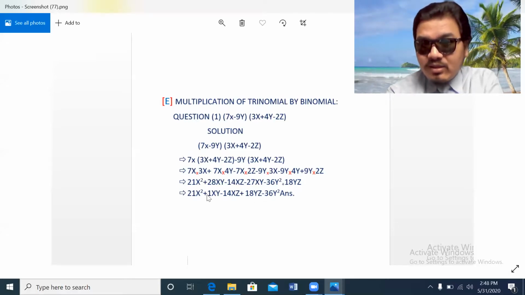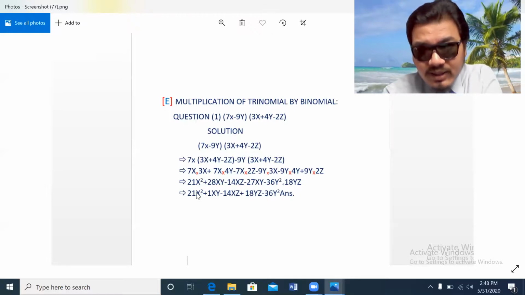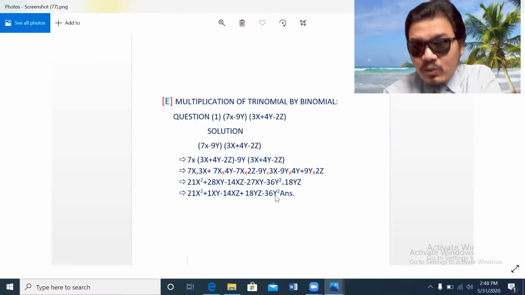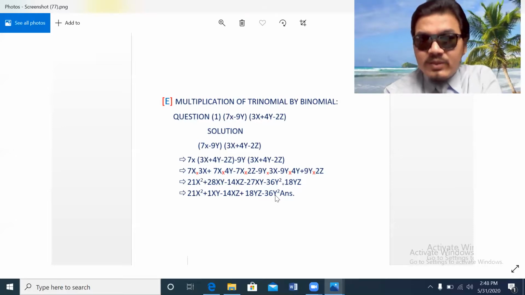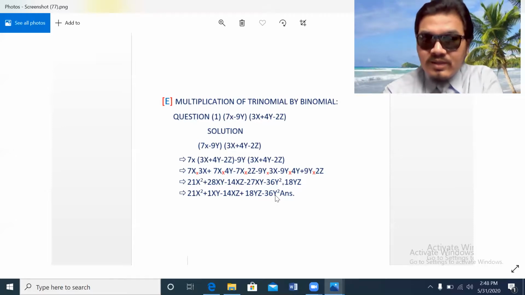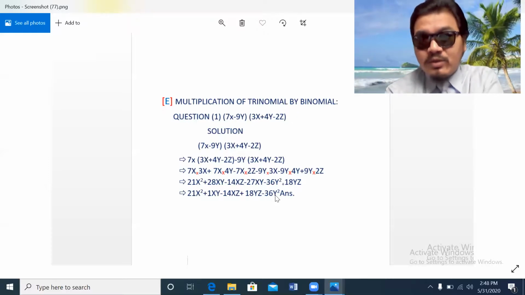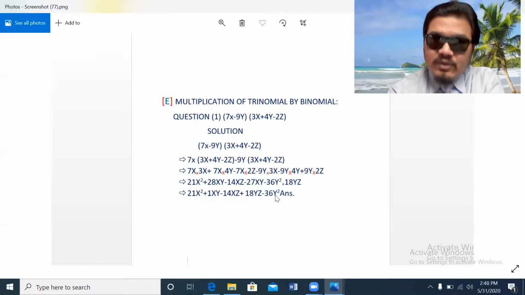These are the terms of the answer. And look here, is there any like term now? No, here is x square, here is xy, here is xz, here is yz, here is y square. There is no like term. That's why this is our answer, okay? After that we cannot do anything. We cannot subtract or add, because all the terms are unlike terms, okay?